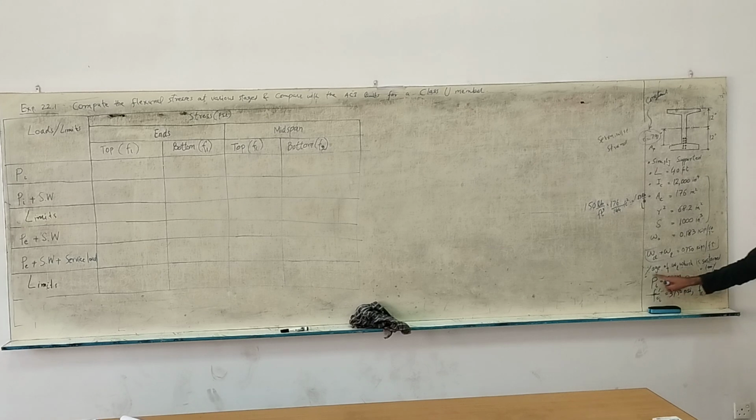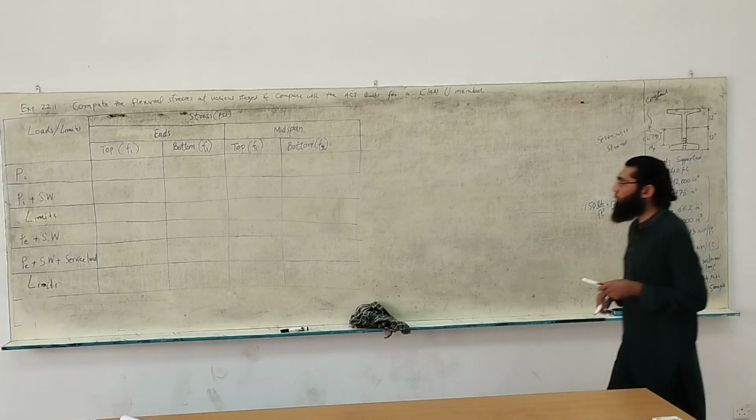Now, the initial pre-stress force will be 158 kips at the time of transfer. This is not a jacking force, it's the force transferred to the member initially. Now after losses, the effective pre-stress force will be 134 kips, reduced. Now the concrete strength at the initial stage when the pre-stressing will be done is the specified value of 3750 psi, and the specified concrete strength at 28 days is 5000 psi.